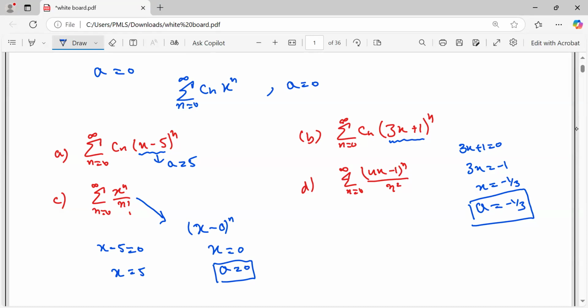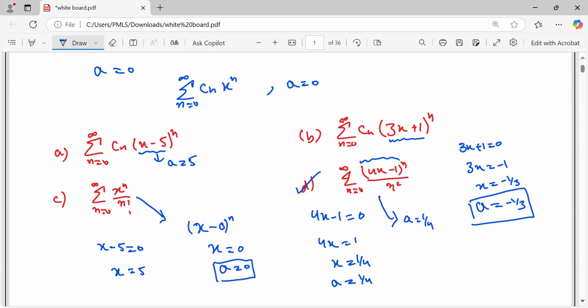And if we need to find the center of this series, how will we find it? Again, we set this part equal to 0. So 4x minus 1 will be equal to 0, and we solve for x. So 4x will be equal to 1 and x will be equal to 1 by 4. This means that our center will be 1 by 4. So this is a power series centered about a equal to 1 by 4. This is how we find the center of any power series.